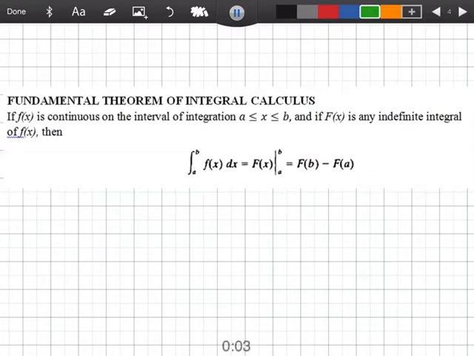To solve a definite integral, there are many types of theorems, but the fastest is the fundamental theorem of integral calculus. In the fundamental theorem of integral calculus, if the function f of x is continuous on the interval of integration, which has lower limit a and upper limit b, and if F of x is any indefinite integral of f of x, then we integrate f of x dx and substitute the limits b and a. Once we get the integral of f of x dx, we substitute the upper limit, minus the value when we substitute the lower limit. To understand better, we will do an example.